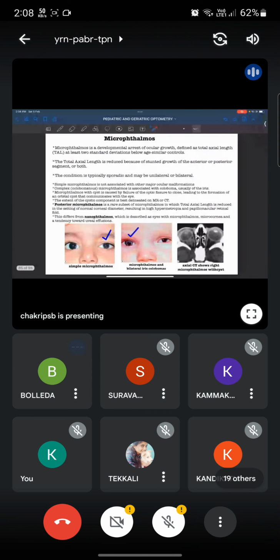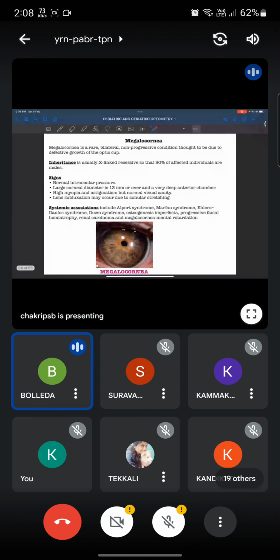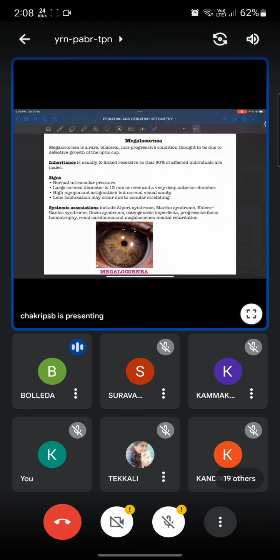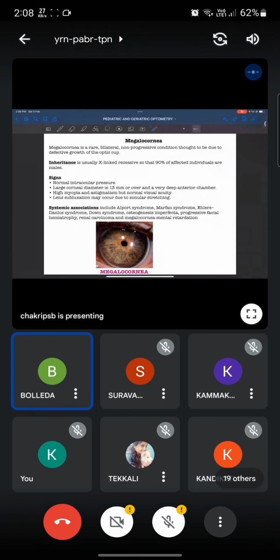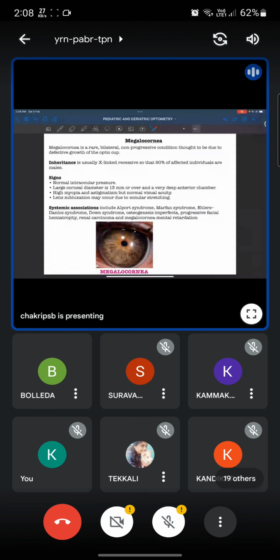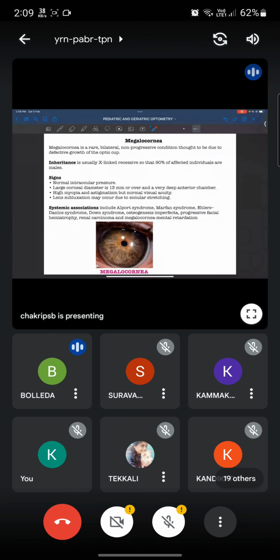Next is microphthalmos. Sir, why don't you explain the third point, sir, myopia and astigmatism, but normal visual acuity? Megalocornea is a congenital disorder. Nobody knows why it occurs. It is also passed from the parents to the next generation. Normal people have normal cornea, and if they have megalocornea, it means they have a large cornea, but nothing will happen to them.